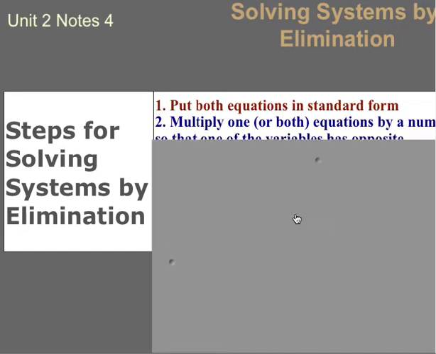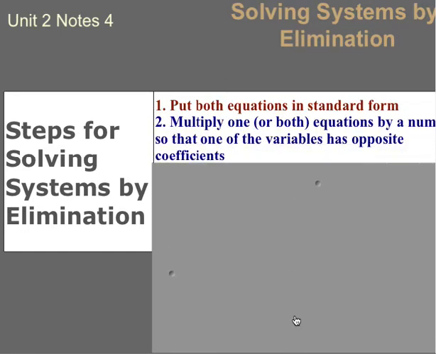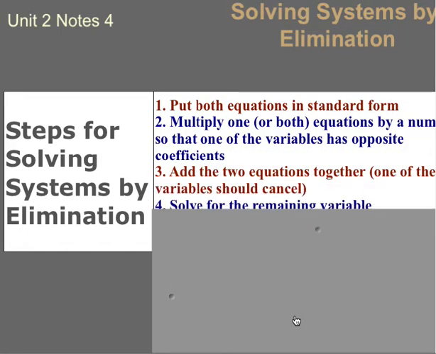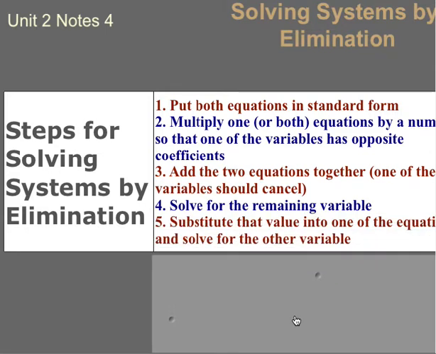Step number 1 is to put both equations into standard form. Then for step number 2, we're going to multiply one or both of the equations by a number so that the variables have opposite coefficients. Now coefficients are the numbers that are being multiplied outside of the variable. So we're going to figure out a way to get them to be opposites.